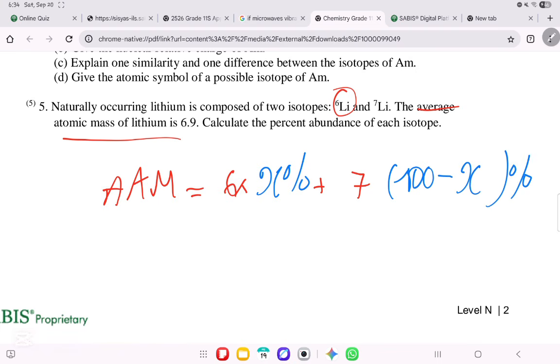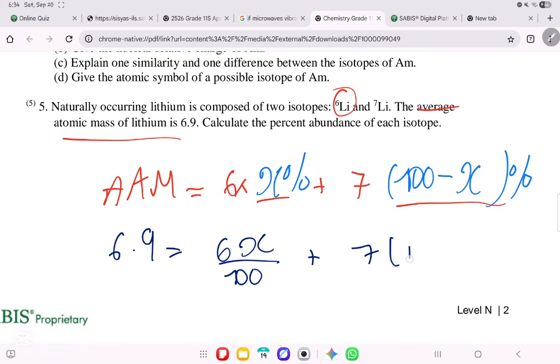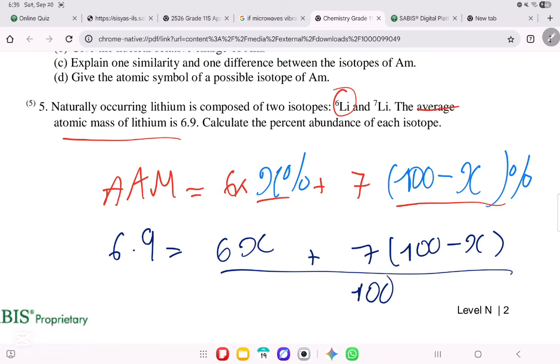Because we said if we add this and this together, we're supposed to get 100. So now, what is the average atomic mass? It's 6.9 is equal to 6x over 100, which is the same as 6 times X%, plus 7 times 100 minus X over 100. You can make one common denominator, which is 100. You can link the denominators together, and then you can expand this: 700 minus 7x.